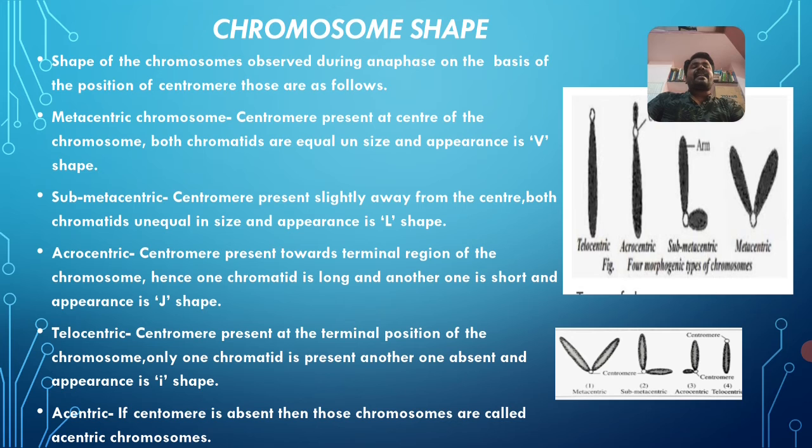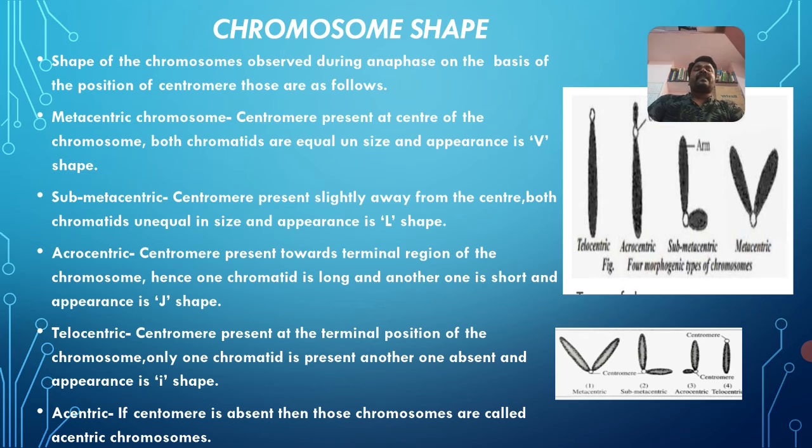And the third one is acrocentric chromosome. See, the centromere is present towards the terminal region, nearer to the terminal part of the chromosome. Hence one chromatid is long and the other is short. One is longer and the other is very short. So the appearance looks like a J shape. Those are called acrocentric chromosomes.